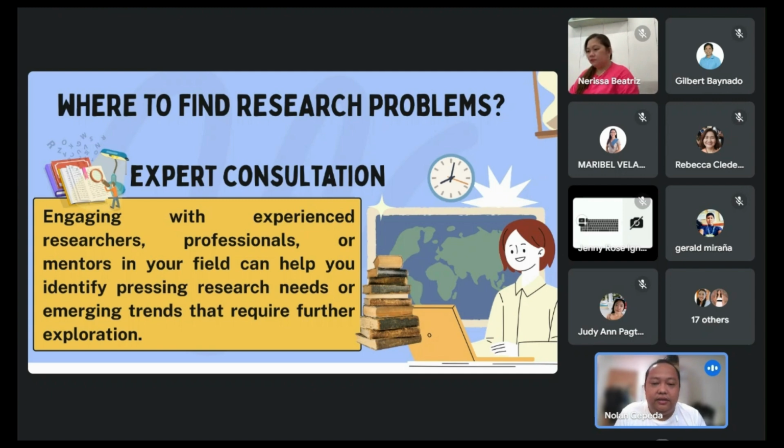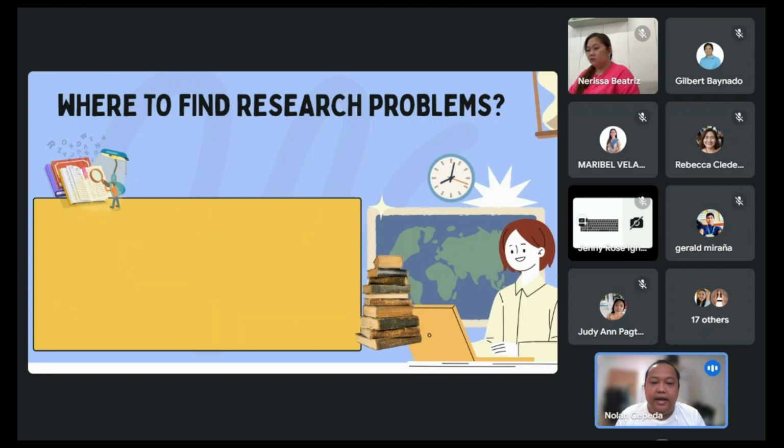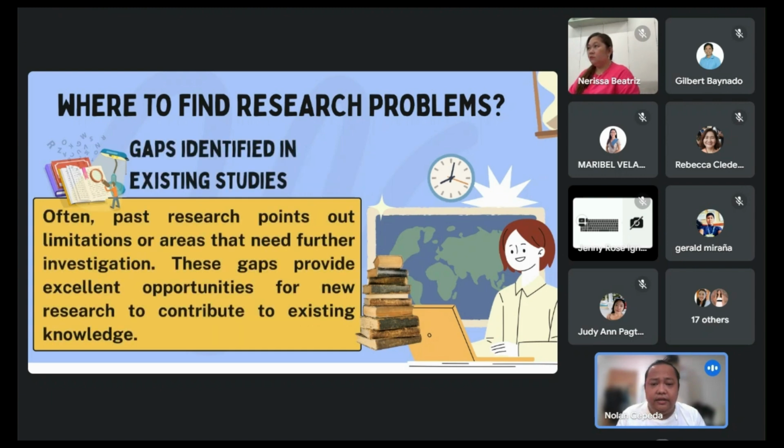So engaging with experienced researchers, professionals, or mentors in your field can help you identify pressing research needs or emerging trends that require further exploration. And the last one is the gaps identified in existing studies. Often, past research points out limitations or areas that need further investigation. These gaps provide excellent opportunities for new research to contribute to existing knowledge.